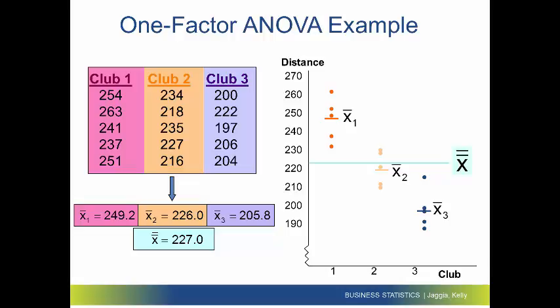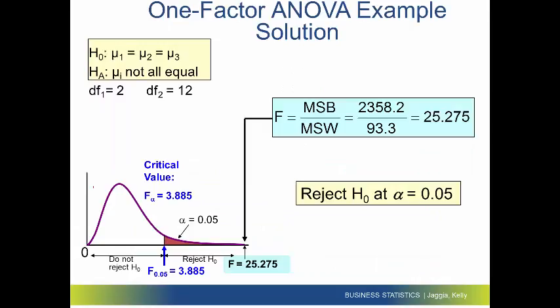So this may or may not be the case, but what hypothesis testing does is, where we see differences, it can tell us whether these differences are in fact significant and not due to chance. So the hypotheses are as follows. The null hypothesis is mu club 1 equals mu club 2 equals mu club 3. And the alternative hypothesis is that not all the means are equal.